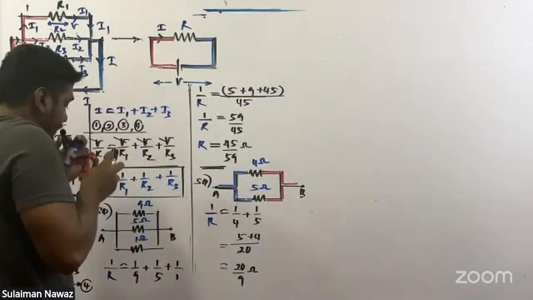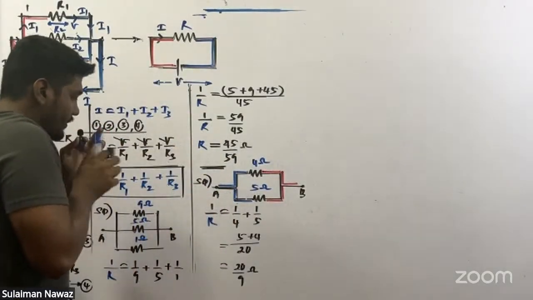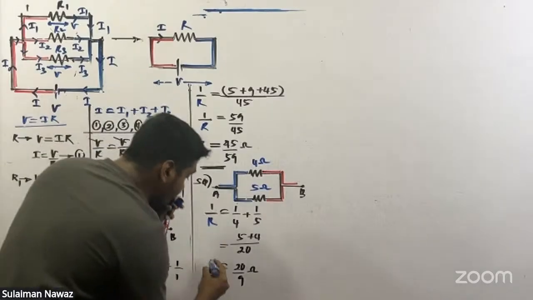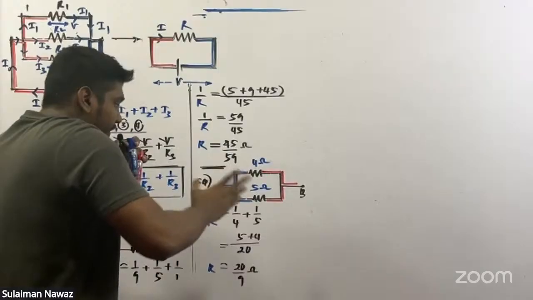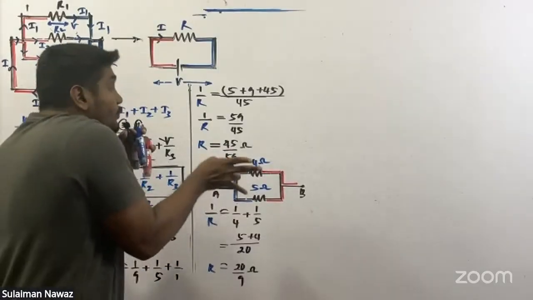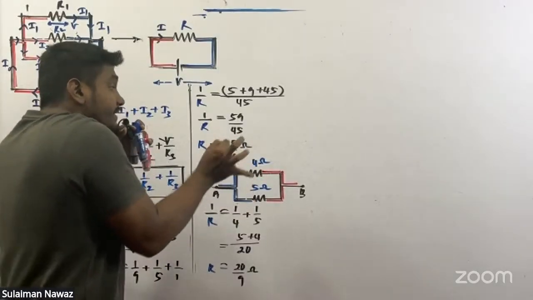But there's a short method when there are only 2 resistors in parallel. Now I'm going to teach you a method. That method is only applicable when there are only 2 resistors in your system and they are in parallel.